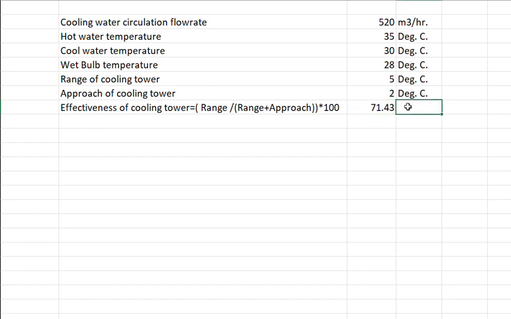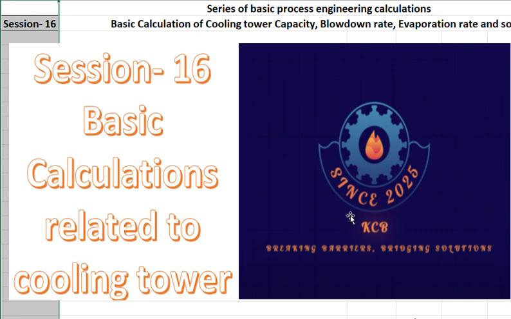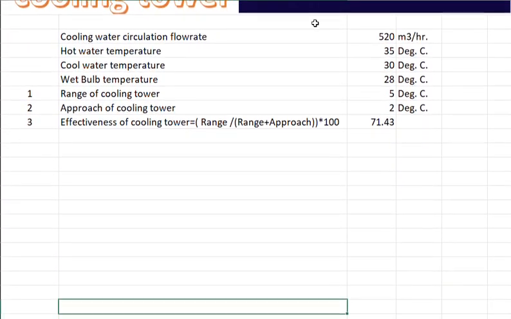Now we can perform the other calculations. Basically, effectiveness depends majorly on the approach. Here we have performed the first calculation of range, the second of approach, and the third calculation required is the effectiveness. Then we can perform the calculations further.